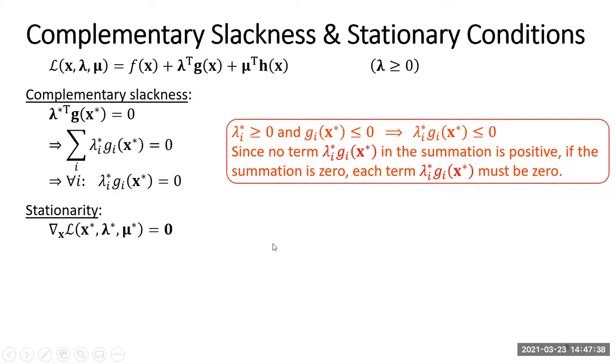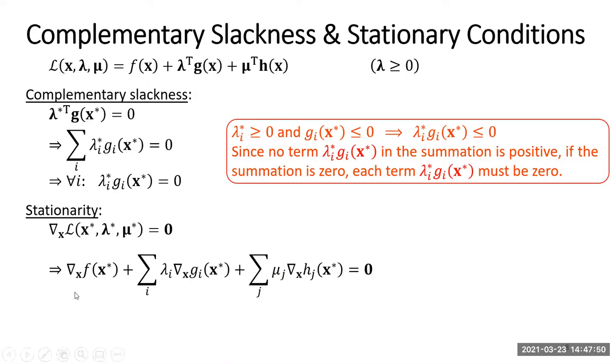The stationary condition is this: the derivative of the Lagrangian with respect to x must be equal to 0. In other words, del of f of x star plus the summation of lambda i del of g i of x star plus the summation over j of mu j del of h j of x star is equal to 0. So this must be 0.